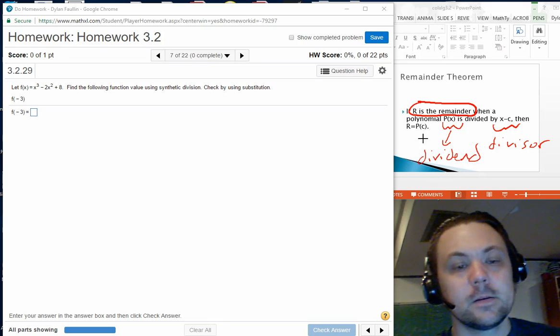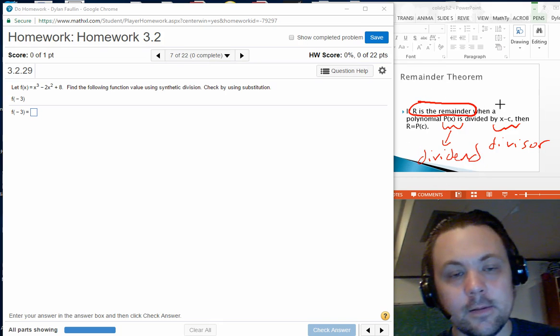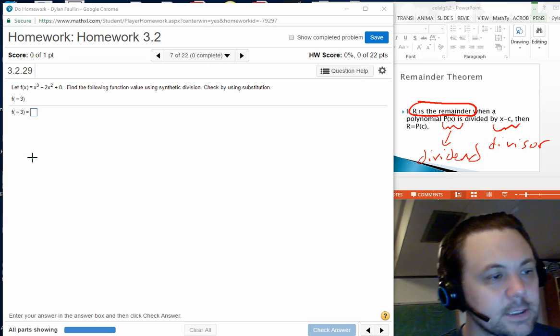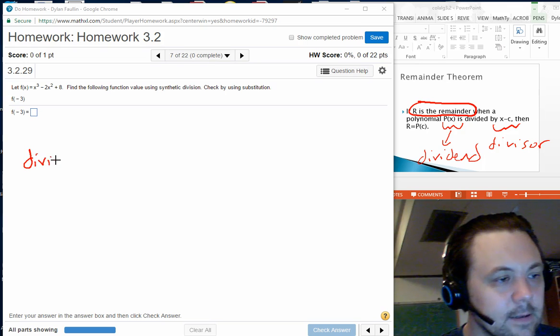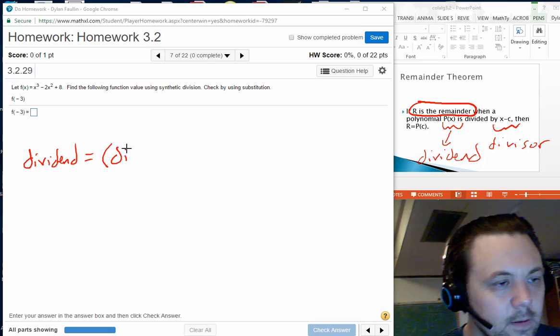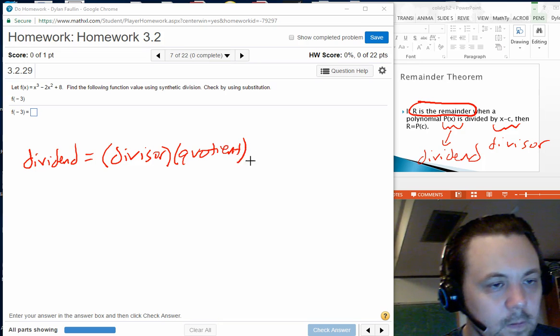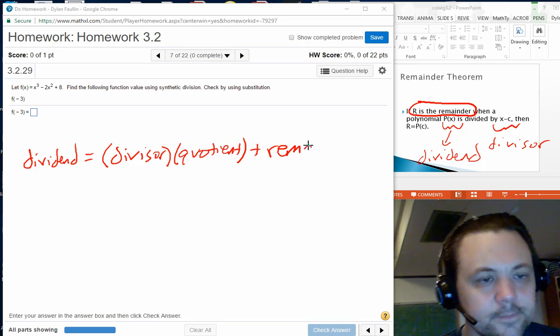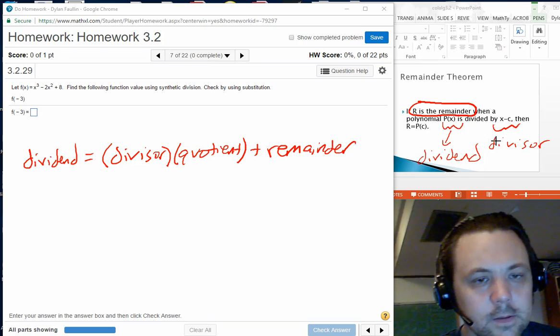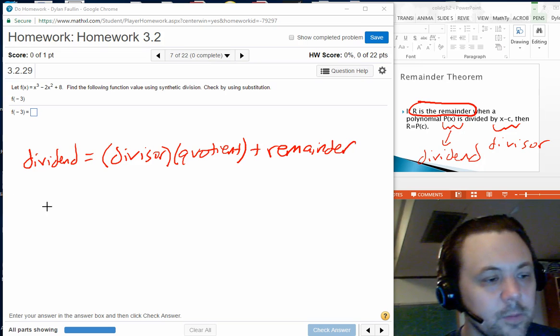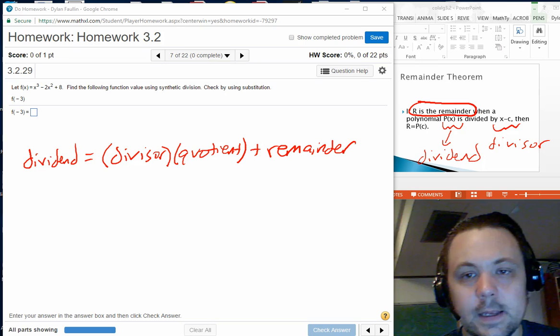So if you take all these components of the division problem and plug them into that formula that we just had, I'll have to write it on the screen again. We had dividend equals divisor times quotient plus remainder. So let's plug these elements into this formula here. The dividend, we're calling that p of x. That's the thing that's getting divided.